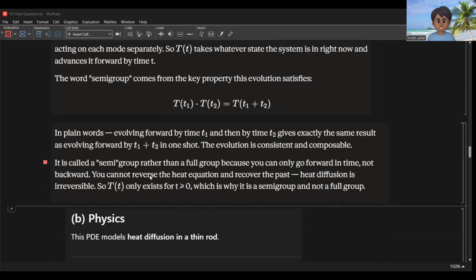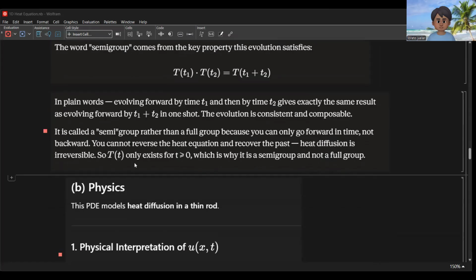It is called a semi-group rather than a full group because you can only go forward in time, not backward. So you cannot reverse the heat equation and recover the past. Heat diffusion is irreversible. So T of t only exists for time t greater than 0, which is why it is a semi-group and not a full group.